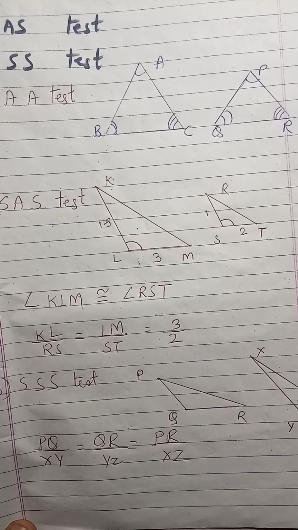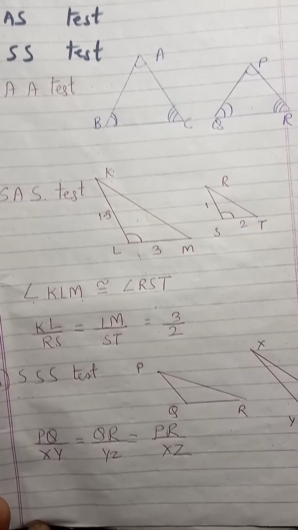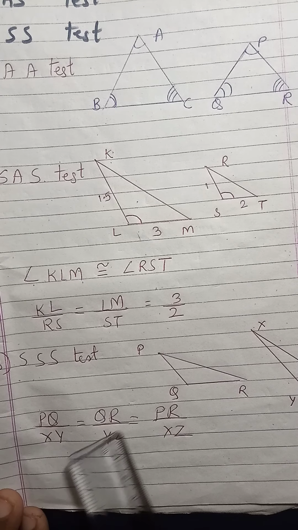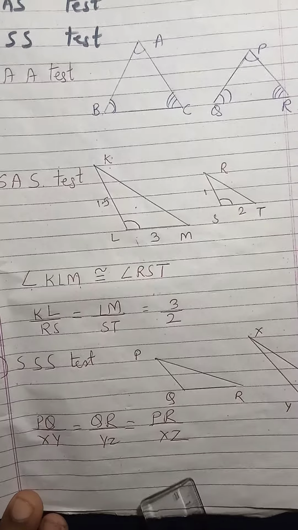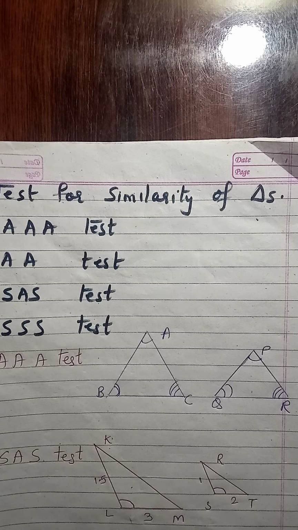And the last one: when all three sides of a triangle are proportional to the corresponding three sides of the other triangle, then we can say that the two triangles are similar by SSS test. Here see, three ratios are equal: PQ upon XY, QR upon YZ, PR upon XZ. So these are the tests with the help of which we can prove that two triangles are similar by any of these methods.